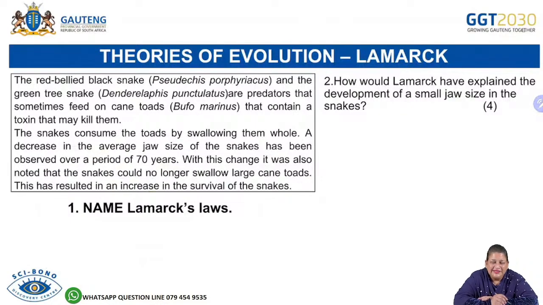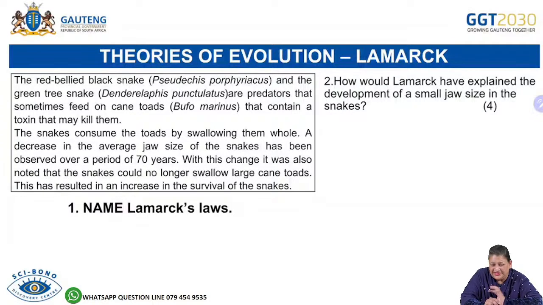Okay, so now let us apply Lamarck's laws to an example that is given. Here we have an example taken from a past paper, and let us see what is written here. The red-bellied black snake, Pseudechis porphyriacus, and the green tree snake, Dendrelaphis punctulatus, are predators.